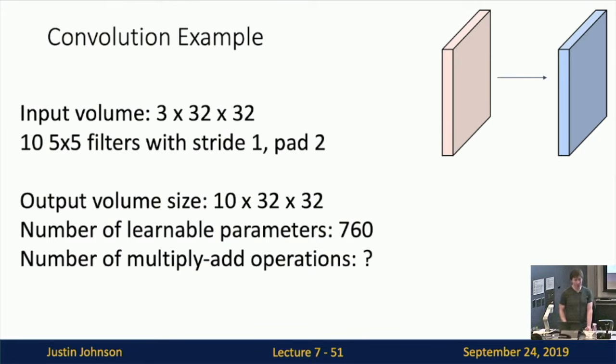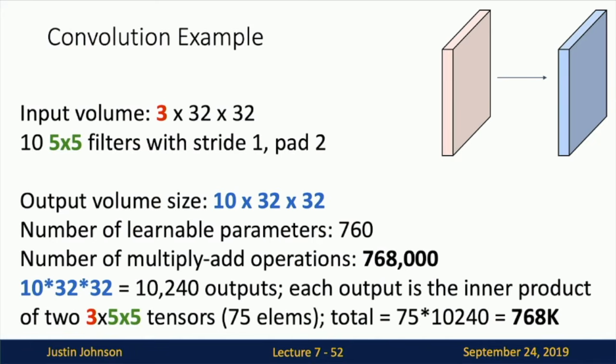And now another question: how many multiply adds does this convolution operation take to compute? Well, to compute this, you can think that the output tensor has shape 10 by 32 by 32, and in order to compute each of those elements of the output, we need to compute an inner product between two tensors, each of shape 3 by 5 by 5. So if you multiply all that together, you can see that this convolution operation takes quite a lot of multiply add operations in order to compute its output.